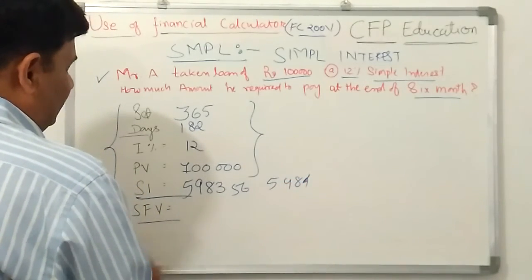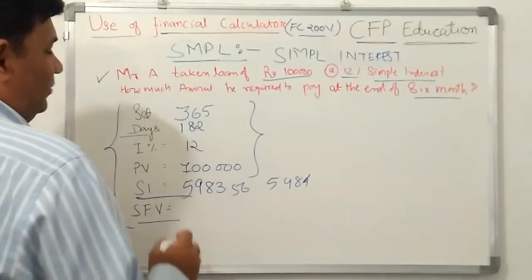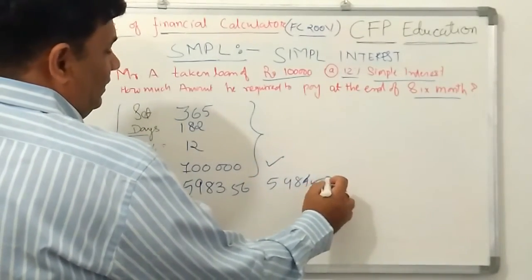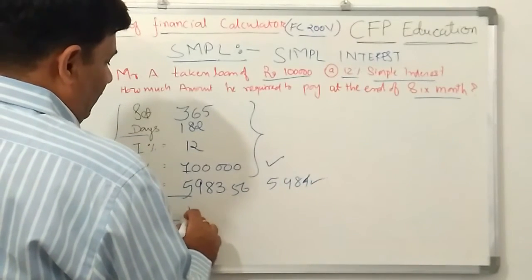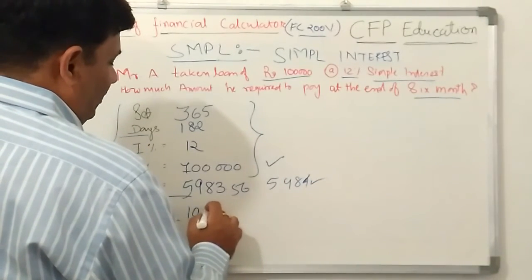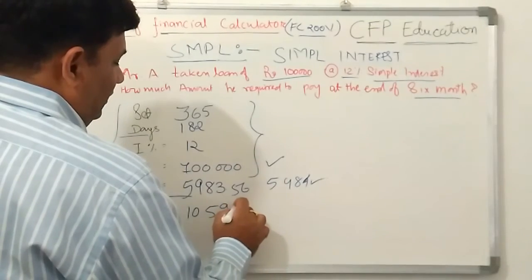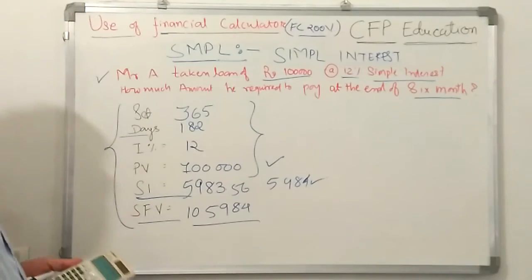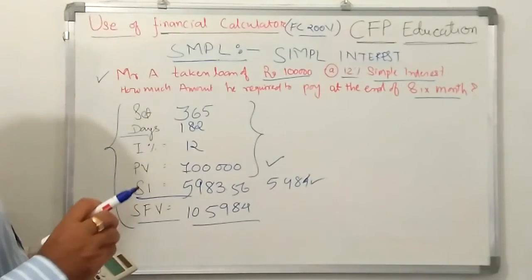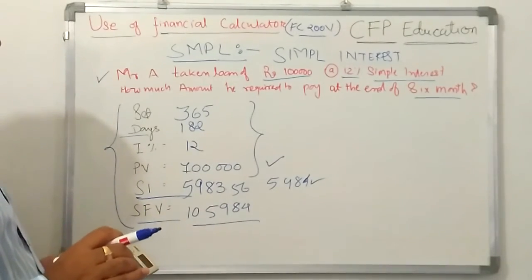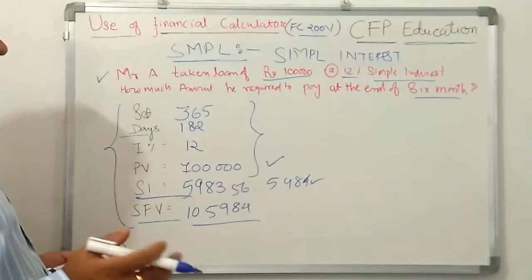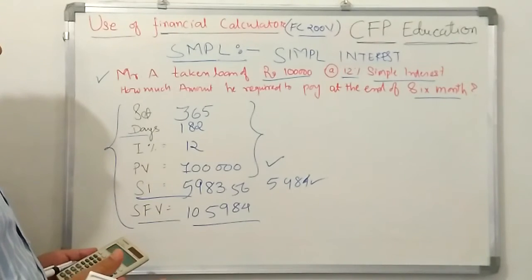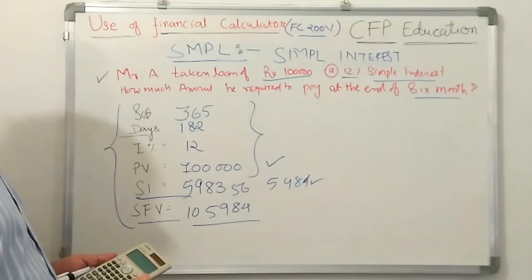SFV means total value. Total value means capital plus interest. So SFV will be 1,05,984. So this way we can calculate simple interest. It is really very simple, and it is generally used in normal problems in examinations.